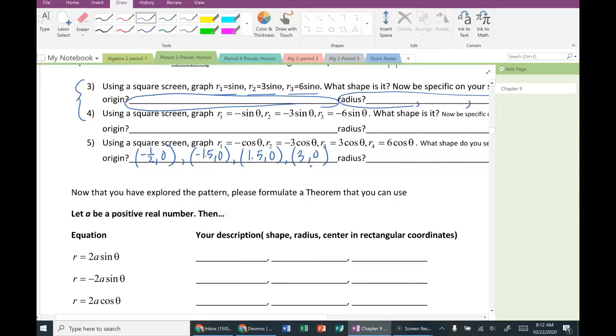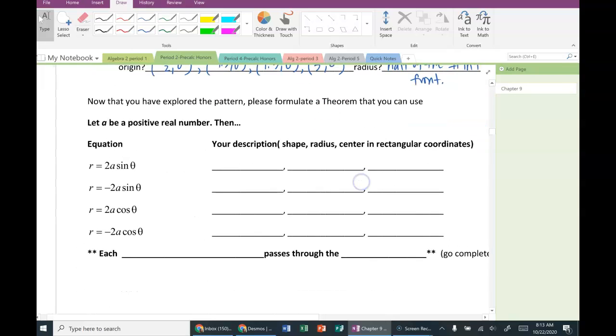Now the radius is going to be half of the leading coefficient in the front. So half of the number in the front, and the number in the front is called the leading coefficient. So you can spell that out as well. Now that you have explored the pattern, please formulate a theorem that we can use.